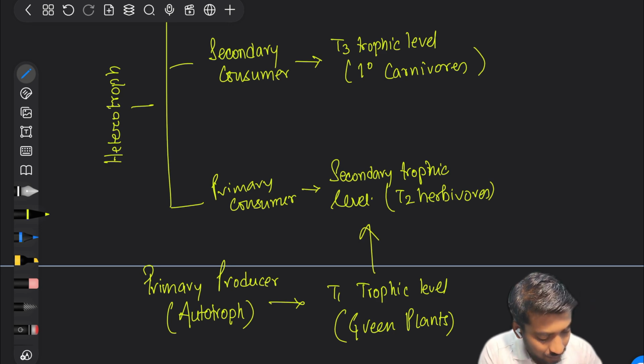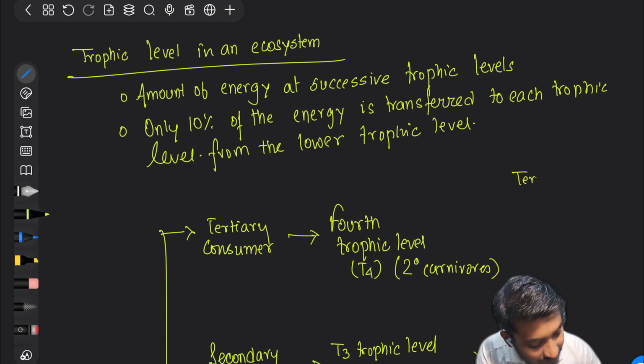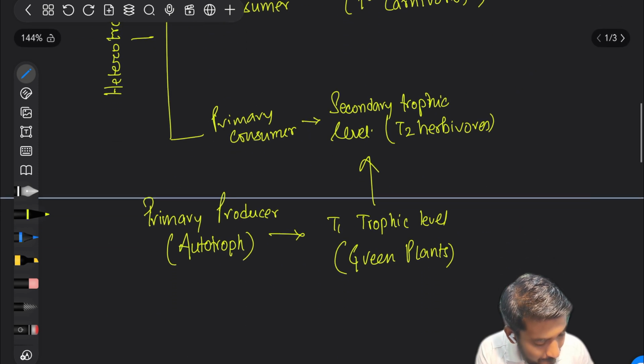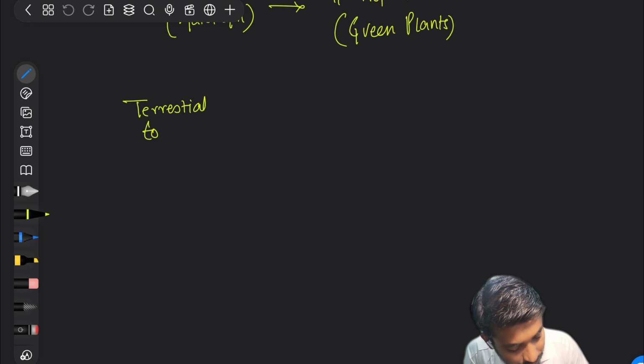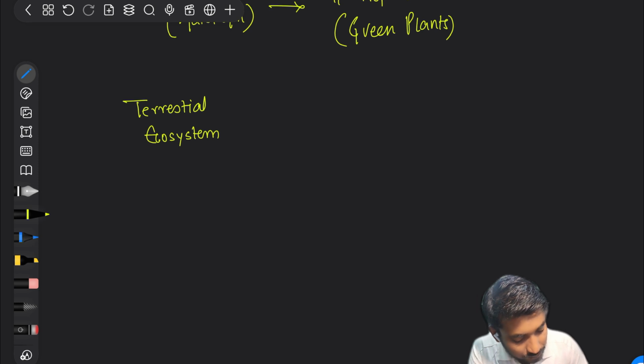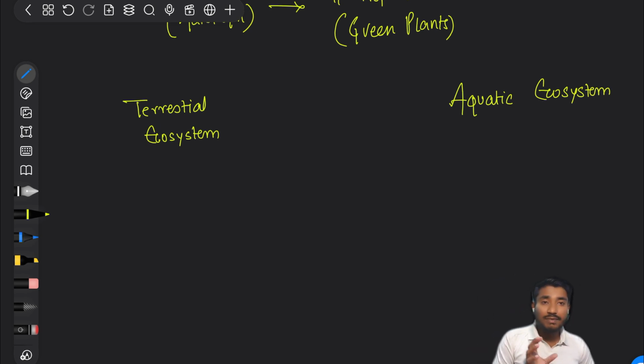This is the green plants. Now, the energy is transferred from trophic level 1 to trophic level 2 in the case of the land ecosystem. Now, for the terrestrial ecosystem, I am writing it here. Okay, for the case of the terrestrial ecosystem, we see, and if it's the aquatic ecosystem, in the case of the terrestrial ecosystem and the aquatic ecosystem, what do we see?